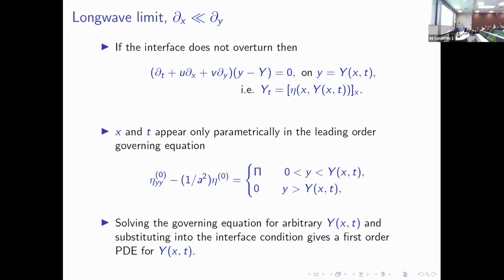And then we just say that the X scale is much longer than the Y scale. We just cross that out of the equation, it's a leading order. And we get an equation which is just an integral over Y. The boundary moves with X and T, so X and T appear parametrically. So we can just solve this equation, substitute it in here, and we've got a long wave equation.